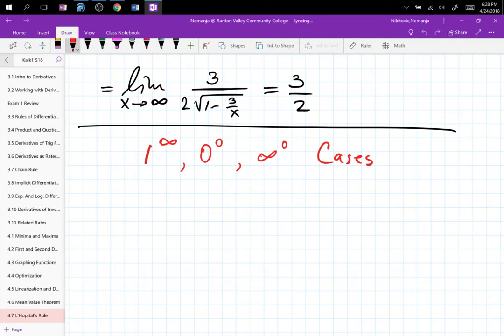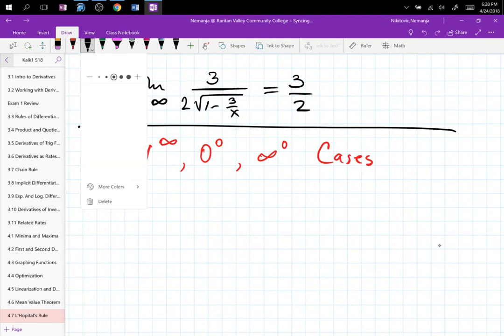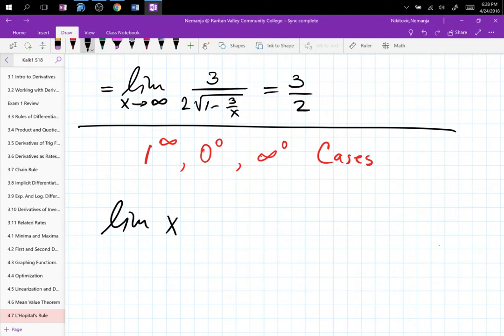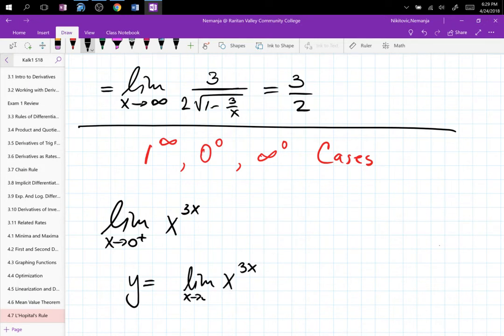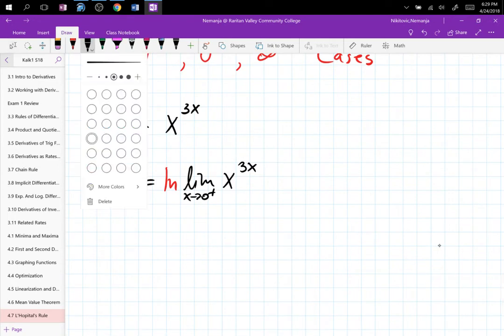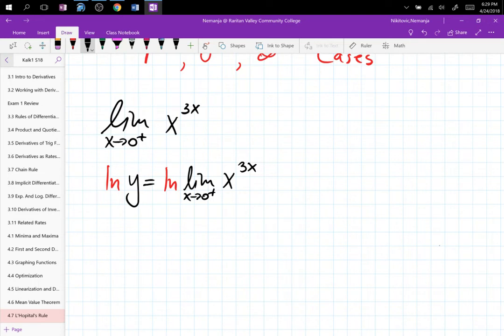Let's start with some vanilla case. Let's do x to the 3x, whatever. So limit of x to the 3x as x goes to 0 plus. As I said, you have to create a function, leave enough room to squeeze in ln. So y equals the limit of x to the 3x as x goes to 0 plus. And now you hit ln on both sides. The ln and limit can swap their places because ln is an increasing function and other reasons in math. So swap the places, and the limit now goes there.